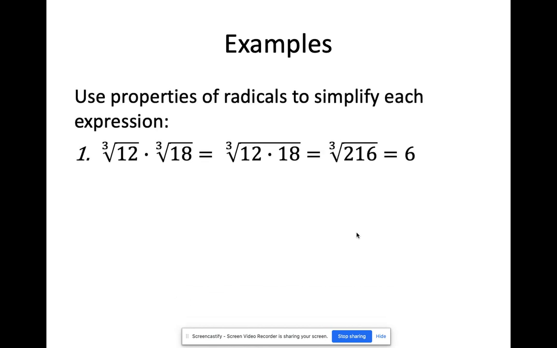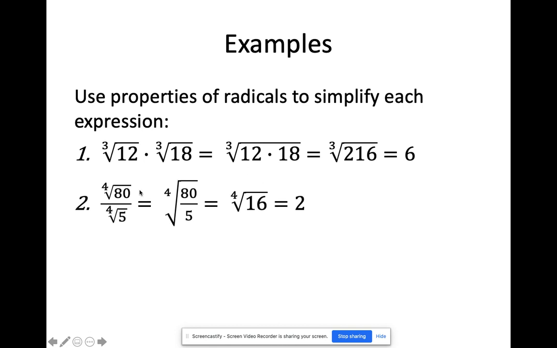Here, cube root of 12 times cube root of 18. You can put them into one single cube root. So it's 12 times 18, and 12 times 18 is 216. When you simplify this, cube root of 216, you're going to use your calculator here. That gives you 6.